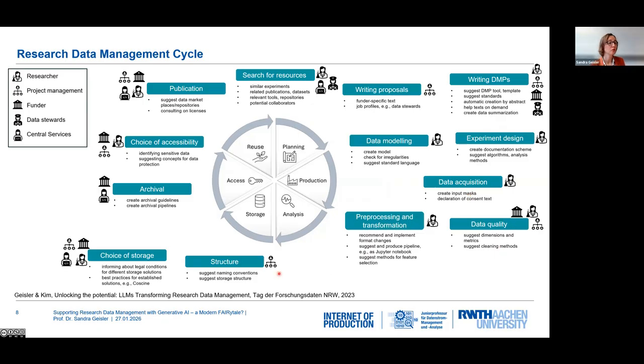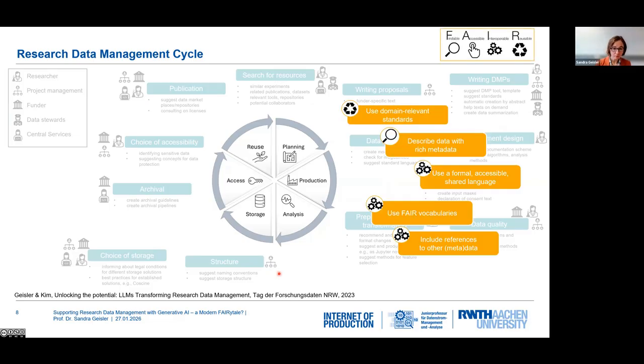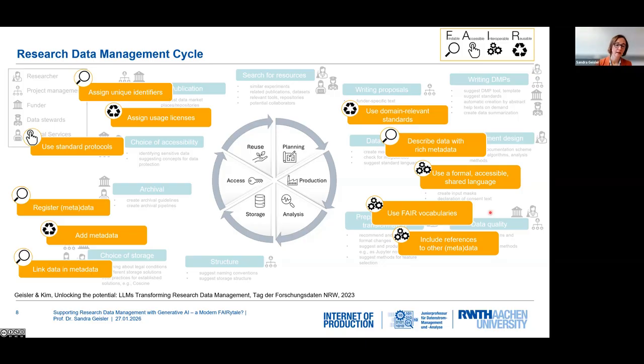And what is more to, of course, research data management is to make research data management FAIR. So to look at the FAIR principles and see what kind of additional tasks we have here, such as describing data with rich metadata, using FAIR vocabularies, or to look at where we can publish the data, what kind of metadata we need for that to describe the data, and so on.